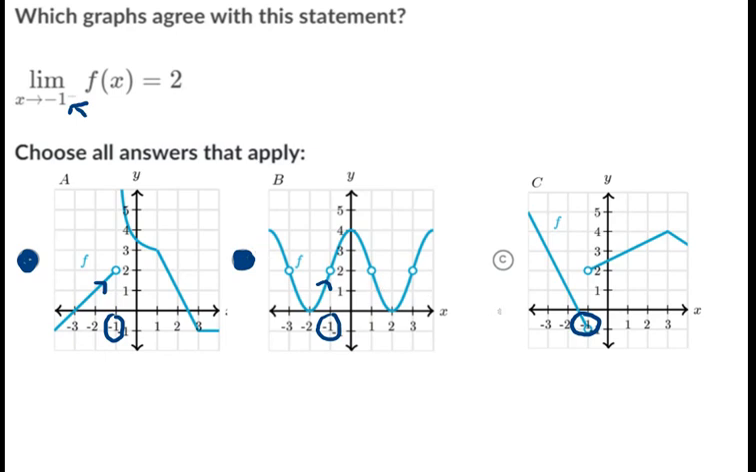at -1. And then this one, though, coming in from the left-hand side, it's approaching the y value of -1. See here, coming in from the left, it's down here, which is at -1. So even though it looks like it's approaching the value of 2, that would be coming in from the right-hand side for C. So we would not include C in this answer because that's what it approaches, coming in from the right, not from the left.